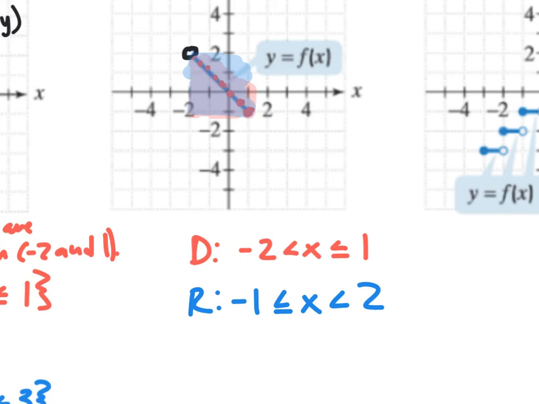Now, if I wanted to write each of these in interval notation, I would say -2 with a parenthesis, because we don't include it, to 1 with a bracket. Same thing with my range. I would do bracket -1 to 2, and then a parenthesis because we don't include the 2.